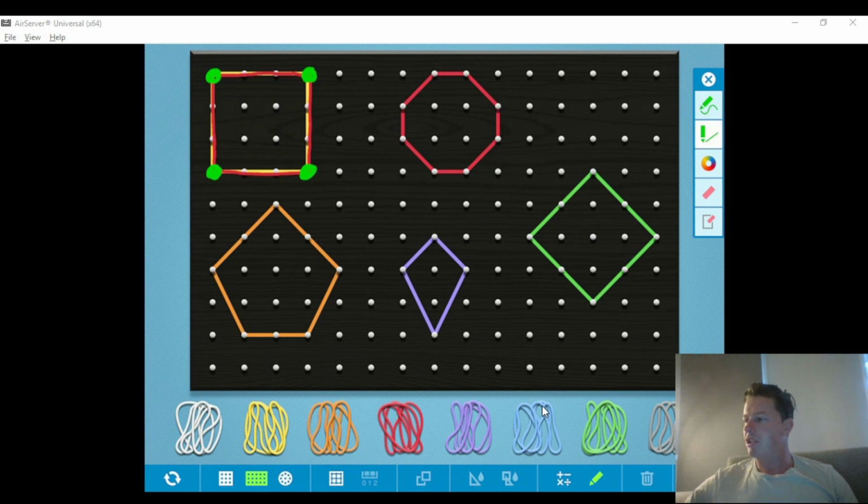Now if we move over to one that's a little bit more complex, and we look at the one next to it, which is an octagon. So an octagon is a shape. If you think of the word octopus, we've got 8 legs for an octopus, we've got 8 sides for octagon. So if we start here, we've got the 1, 2, 3, 4, 5, 6, 7, and 8.